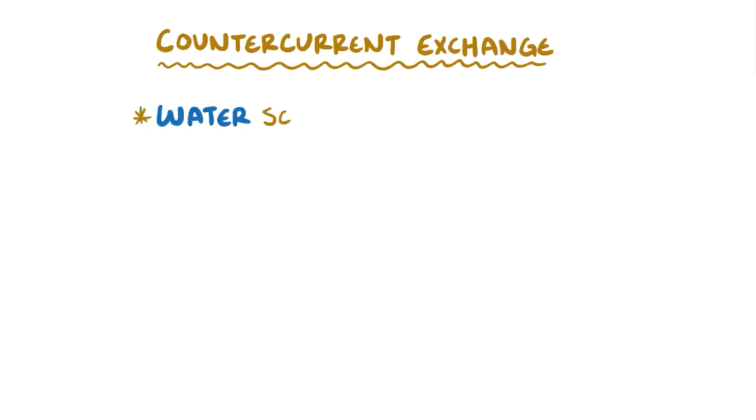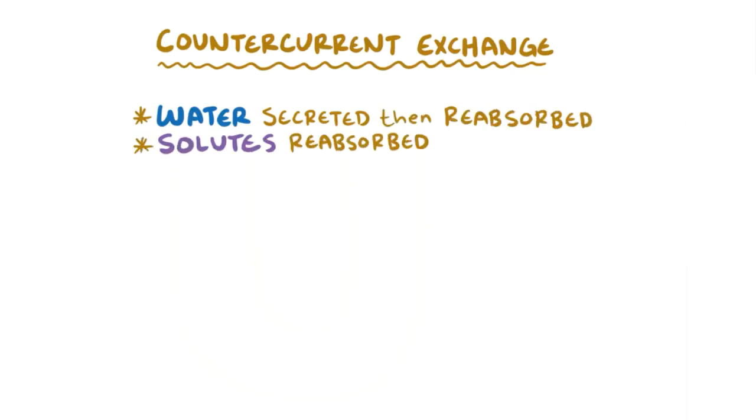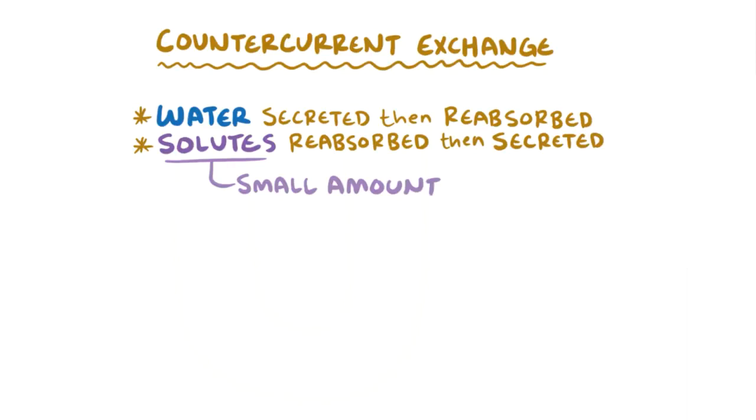In other words, water is secreted into the tubule, but then reabsorbed and returned to the systemic circulation. And solutes are reabsorbed into the circulation, but then secreted back into the interstitium. And from that, only a little bit of solute that helps form the corticopapillary gradient is lost. This helps maintain that gradient that took a lot of energy to create.